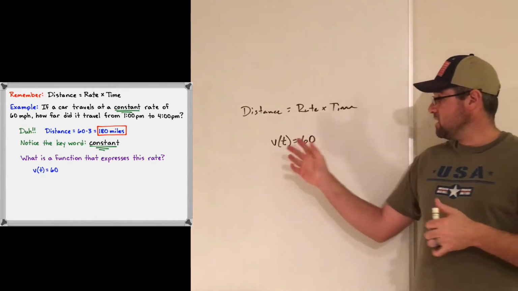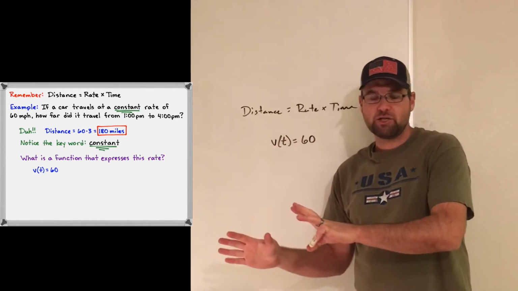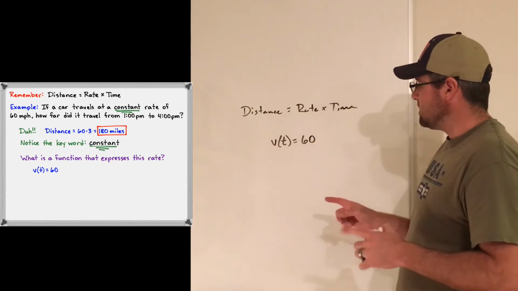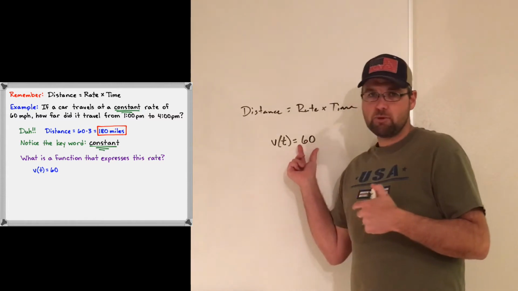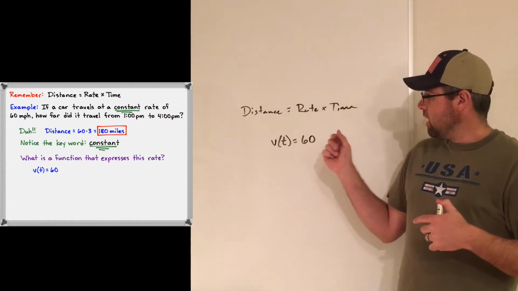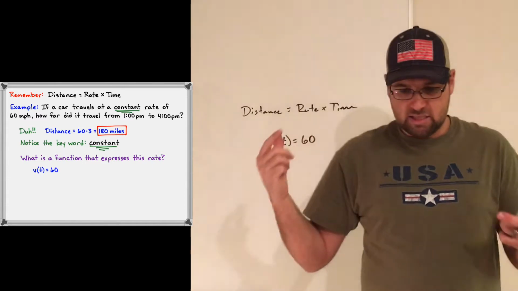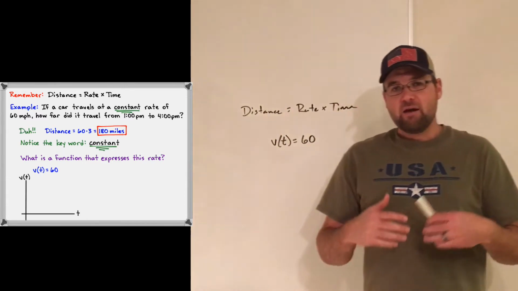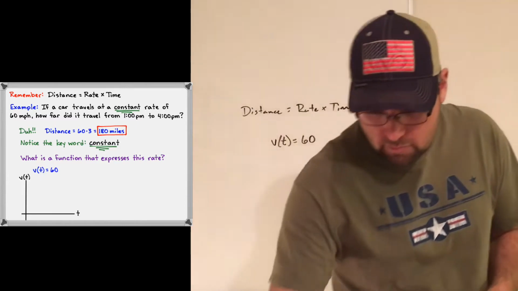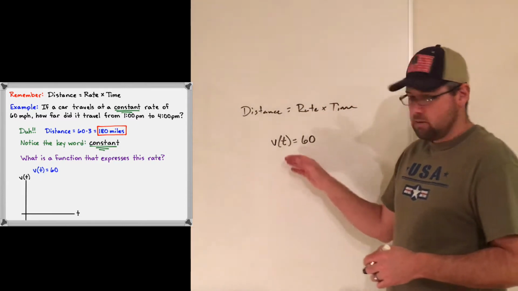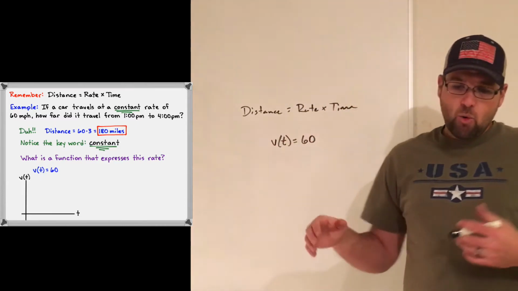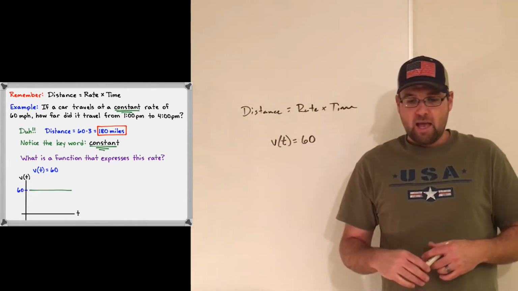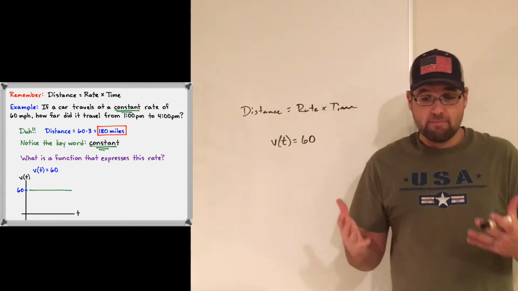Now, velocity also implies direction. We'll talk about direction and having a negative velocity in the future. But the bottom line is, if I'm traveling at 60 miles per hour, my velocity is 60. My speed is 60. My velocity, I guess, could be negative 60. Now, if I'm going to graph this on a velocity time graph, we're going to have a constant function, just a horizontal line. How do I get 180 miles out of this?